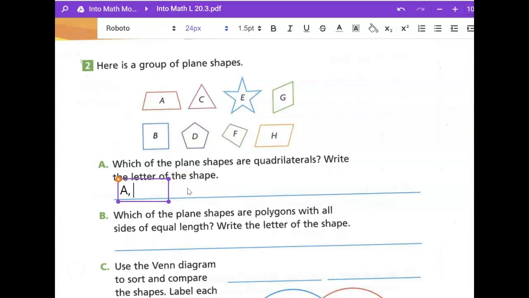We're going to look at shape C. It only has 3 sides and 3 angles. E definitely has more than 4. G, however, will work. 4 sides, 4 angles. B will work. D has 5 sides. F will work, and so will H.